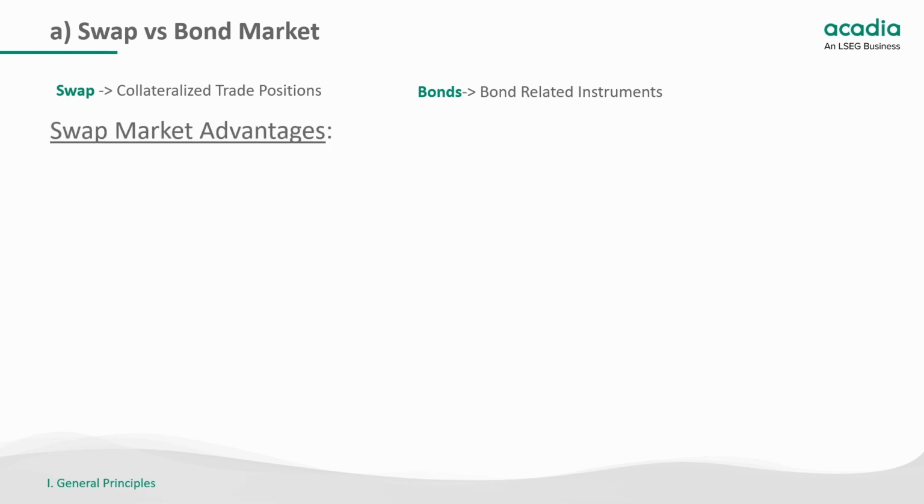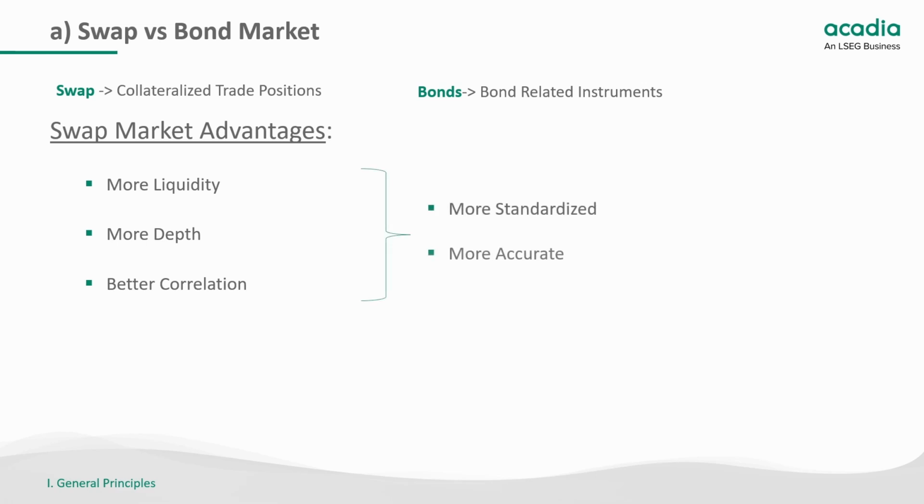That said, there are a few main advantages of using the swap term structure instead of the bond market one. First of all, it's more liquid and with more depth, which means the bid-ask spread tends to be narrower and with more maturities. And it has better correlation with fixed income products. Effectively, it means that we have more standardized and more accurate data points, which itself means that we are more likely to build a curve that better represents the real world.